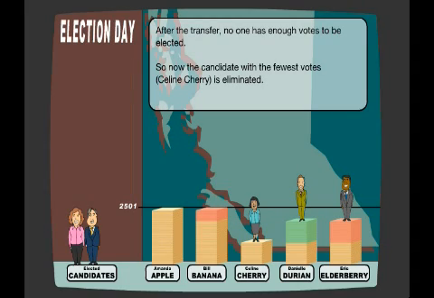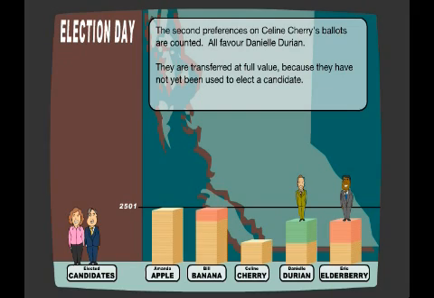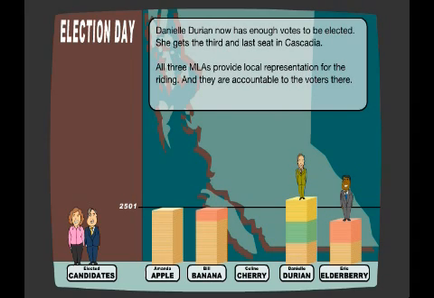So, now the candidate with the fewest votes, Celine Cherry, is eliminated. The second preferences on Celine Cherry's ballots are counted. All favor Danielle Durian. They are transferred at full value, because they have not yet been used to elect a candidate. Danielle Durian now has enough votes to be elected. She gets the third and last seat in Cascadia. All 3 MLAs provide local representation for the riding, and they are accountable to the voters there.